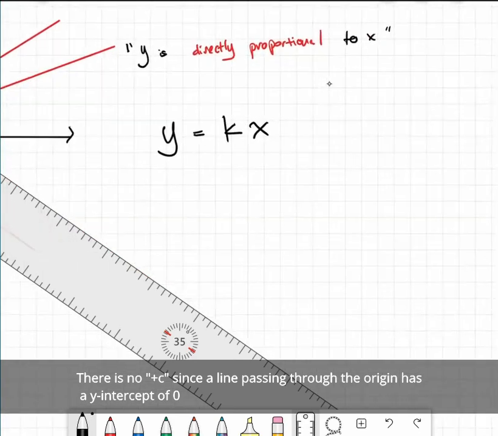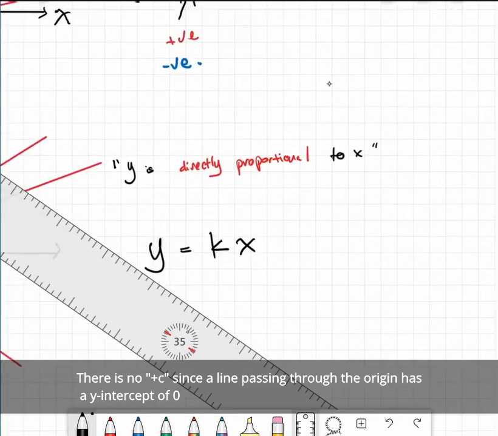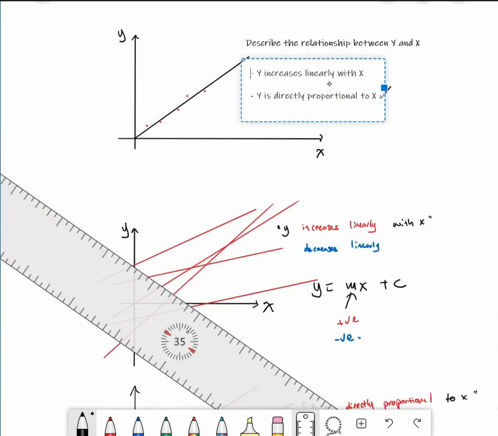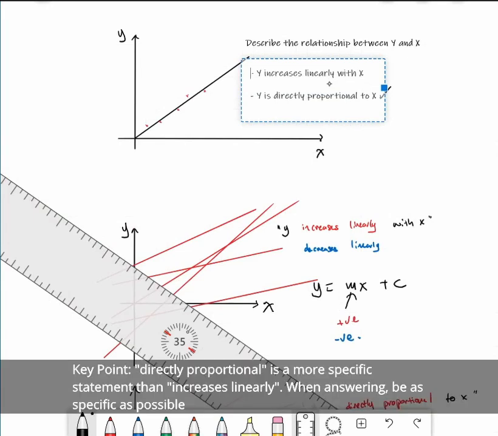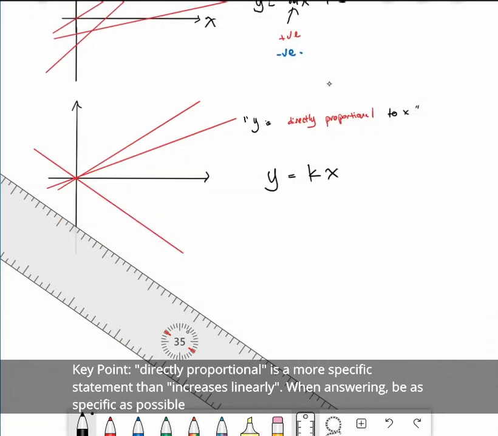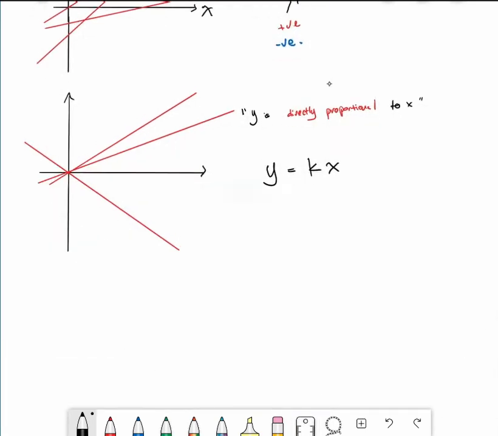Now, this is a very important point to note because students often make the mistake of saying that y increases linearly with x, or even just as x increases, y increases, which is too vague, too general a statement. If you are capable of making a more specific statement given the graph, then you must make the statement as specific as possible so that you can show the examiner that you do indeed know what you're talking about.